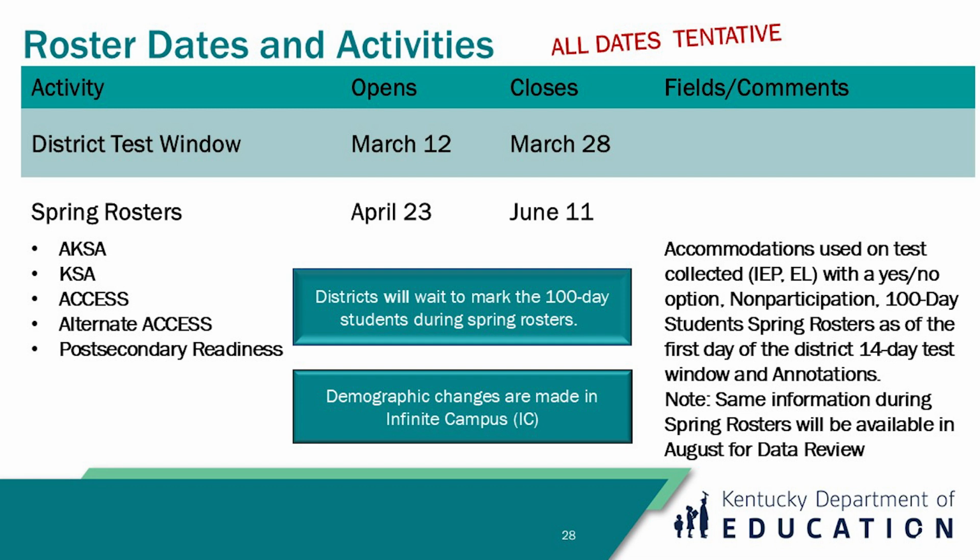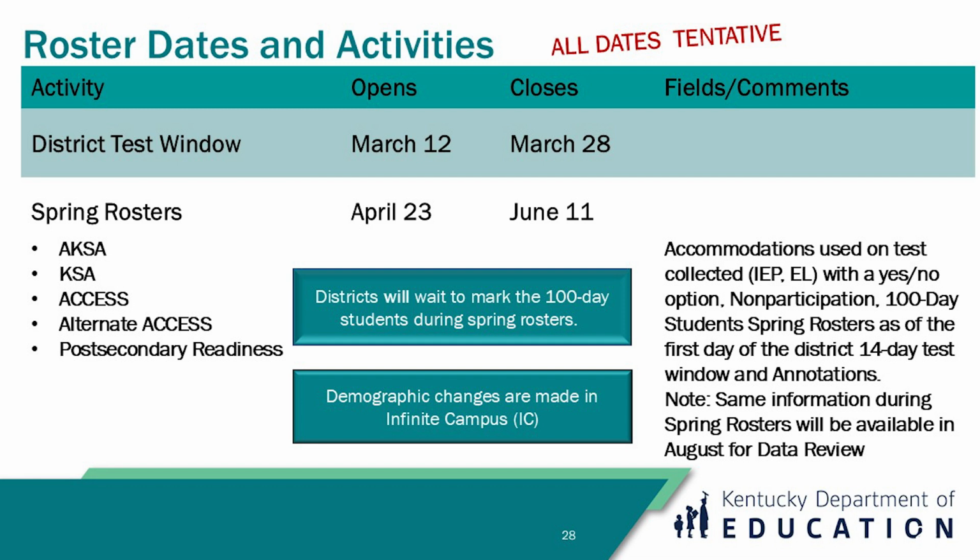Now, during spring rosters, you will see these rosters again. You'll be able to go in and mark any accommodations for those students on access or alternate access. You'll also be able, for AKSA and KSA, to mark any accommodations for those students. You'll also be able to file non-participations. And if you need to make any changes to your 100-day entity, you'll be able to do that, and any changes that you need to make for post-secondary readiness for the demographics.